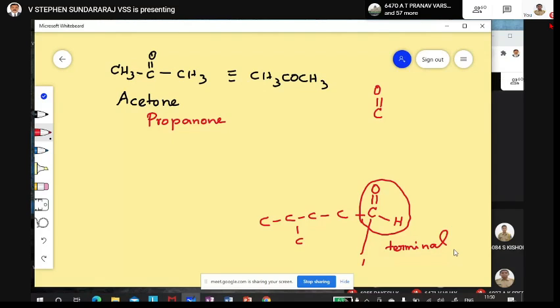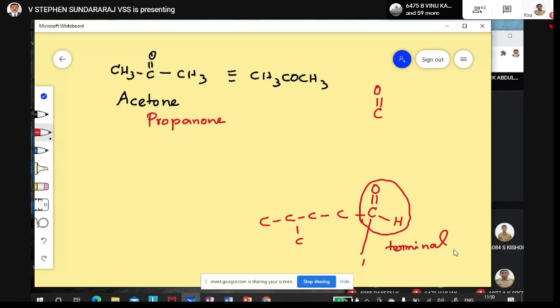Then the second rule about the numbering is that the functional group carbon should get the minimum possible number. But here, this is the terminal, so you start from this terminal, it will get number 1 always and every time. So 1, 2, 3, 4, 5, like that. So always it will get number 1. These are the two things by which we say no need to write 1 AL, simply AL you can write it.